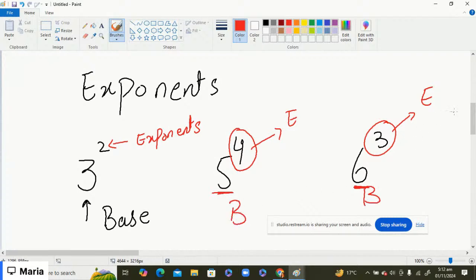What does it mean? For example, if the question is 5 power 2, what does it mean? It means that you are going to write 5 how many times? 2 times, and then multiply. 5 times 5 is 25.